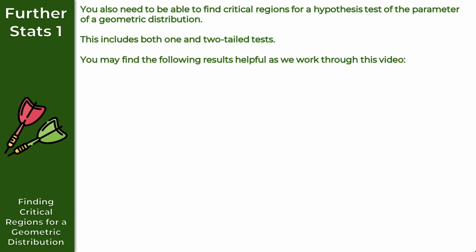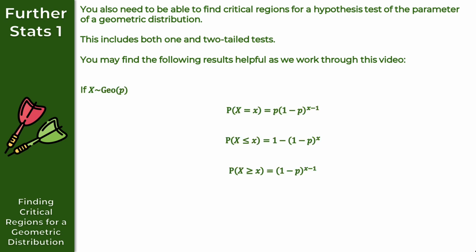Now, you might also find the following results helpful as we work through this video. Hopefully you are familiar with these results because we introduced these in the previous chapter. So if x follows a geometric distribution with parameter p, we can use the following results here. Feel free to take a note of these, we will use these throughout this video. But other than that, that's everything that we need for our introduction. So let's get started with some practice questions.